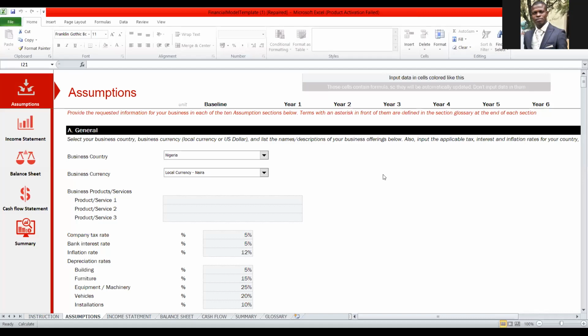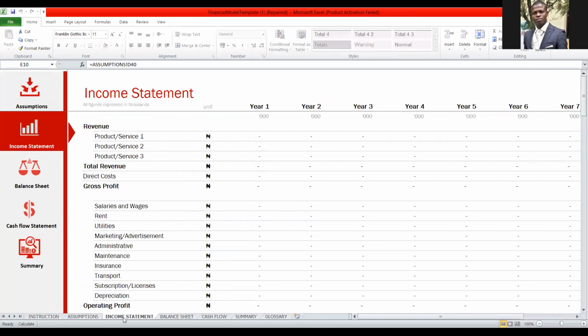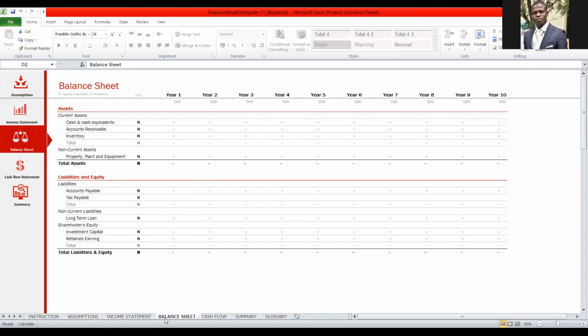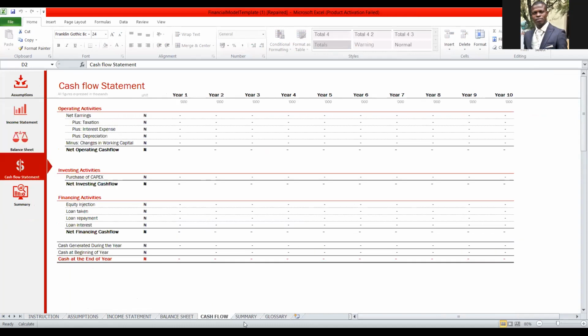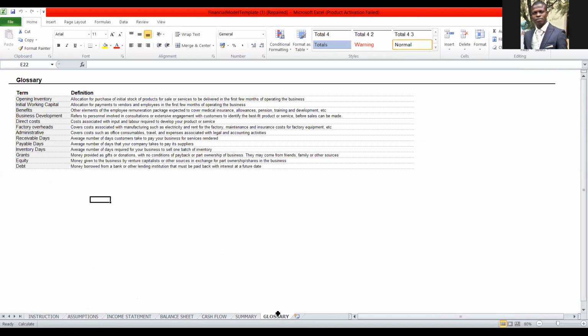Okay, so this is what the Excel sheet looks like, and this template contains different kinds of sheets. Let me take you through that. It starts from instruction to assumptions, income statement, balance sheet, cash flow, summary, then glossary.